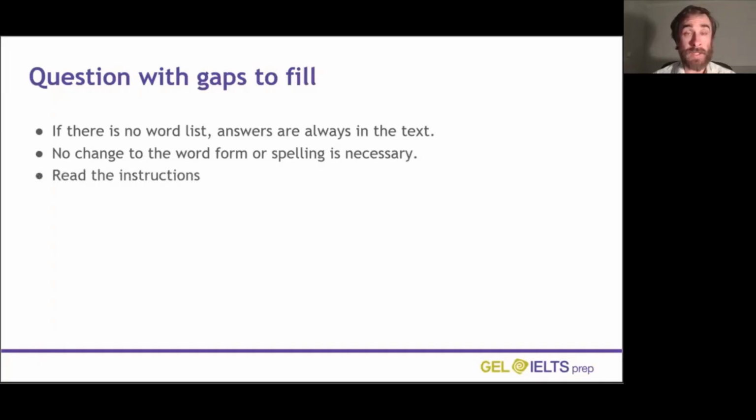It's very important in these types of questions to read the instructions. The instructions will tell you how many words you can write. If you write more words than the instructions say you can use, you will get 0 for that answer. Usually it will say something like, write no more than 2 words and or a number. This means you could write 2 words and a number, or you could just write a number, or you could just write 1 word, or you could write 1 word and a number.